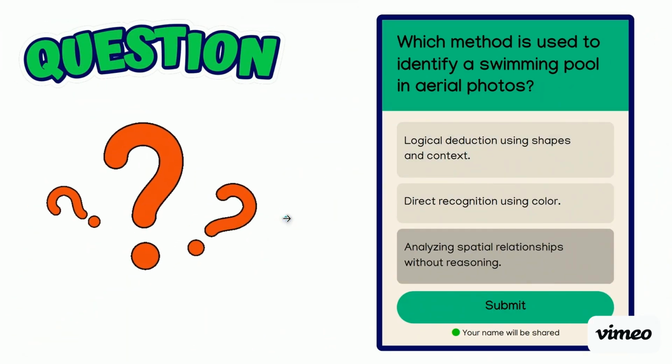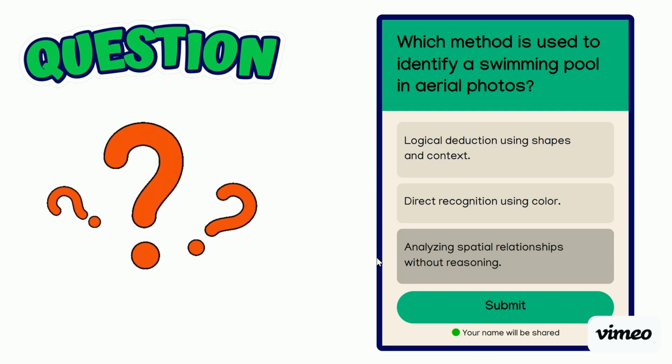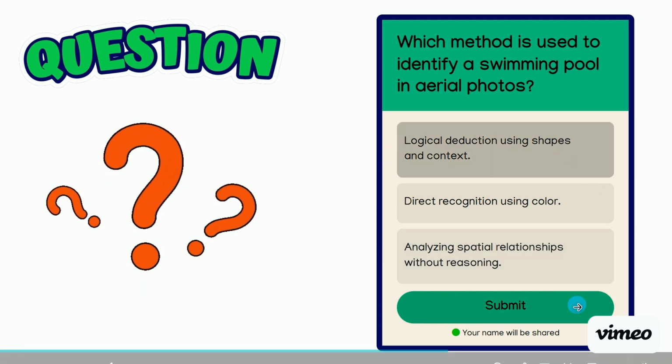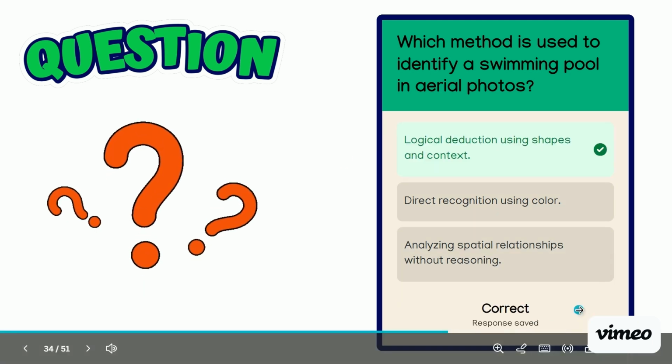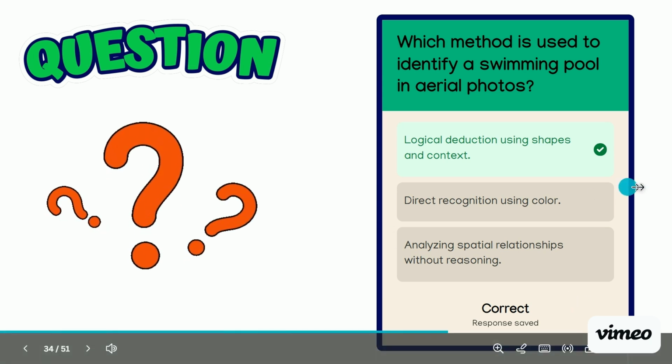So, time for a question. Which method is used to identify a swimming pool in aerial photos? So which one do you think it is? Is it a logical deduction using shapes and contexts? Is it a direct recognition using color? Or analyzing spatial relationships without reasoning? Which one do you think? And you are correct if you've chosen logical deduction using shapes and contexts.